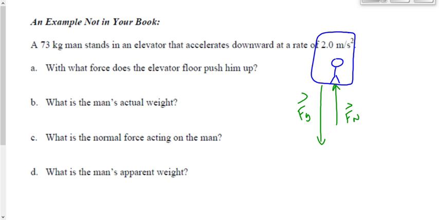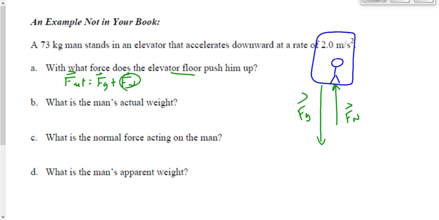With what force does the elevator push him up? Well, let's say F net is equal to the sum of the forces, Fg plus Fn. What are we looking for in that situation? Which variable, F net, Fg, or Fn? Actually, which force are we looking for, F net, Fg, or Fn? Yeah, the force of the elevator floor is Fn that we're looking for.